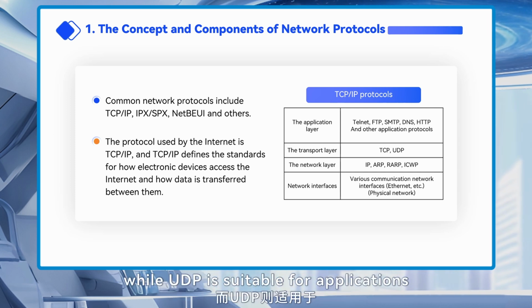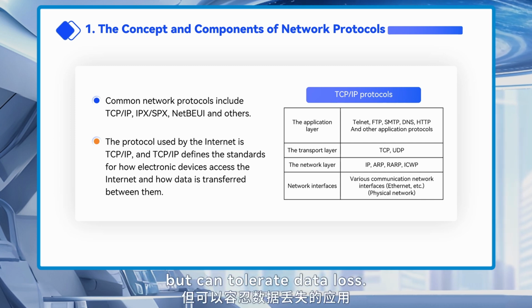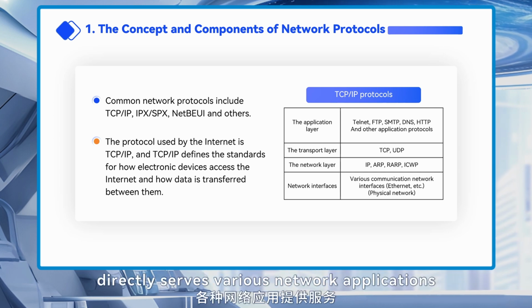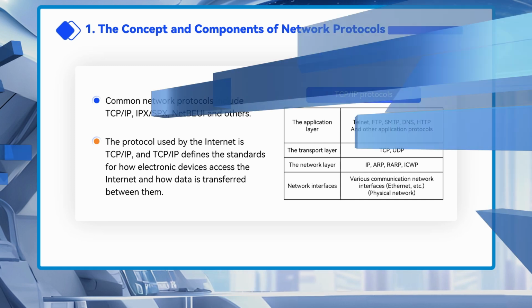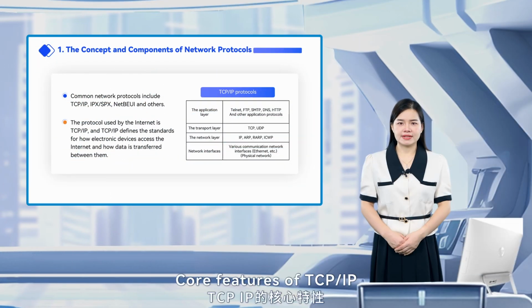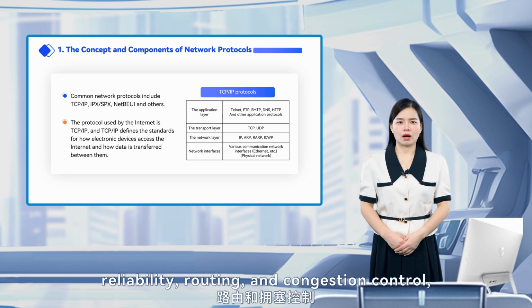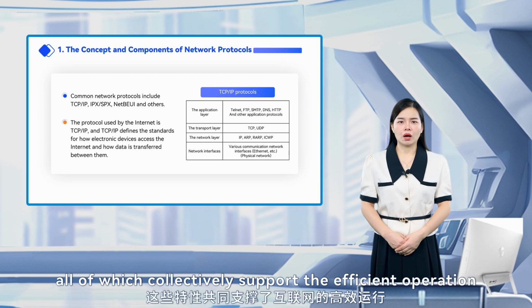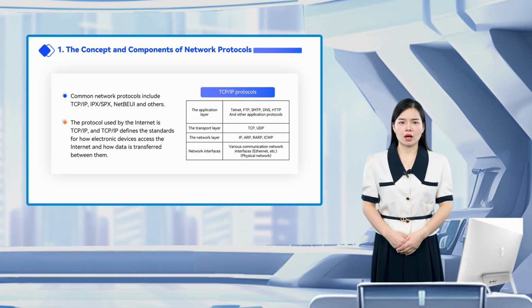The transport layer further provides end-to-end communication services, with TCP ensuring reliability and sequencing of data transmission, while UDP is suitable for applications requiring high real-time demands but can tolerate data loss. The application layer directly serves various network applications for users, such as web browsing, file transfer, and email sending. Core features of TCP/IP include connectionless communication, reliability, routing, and congestion control, all of which collectively support the efficient operation and widespread applications of the Internet.